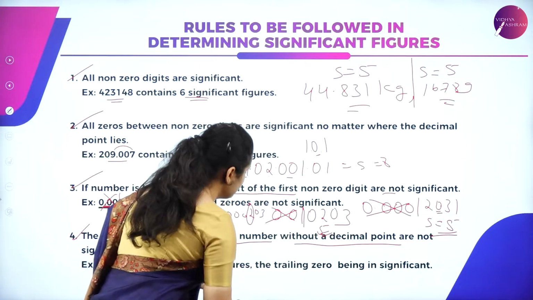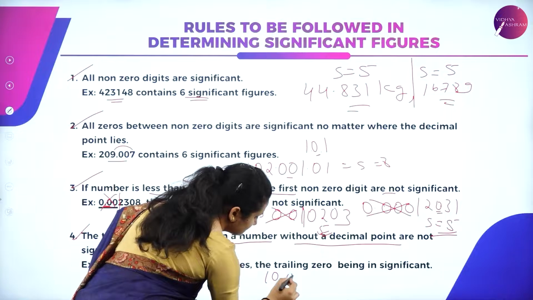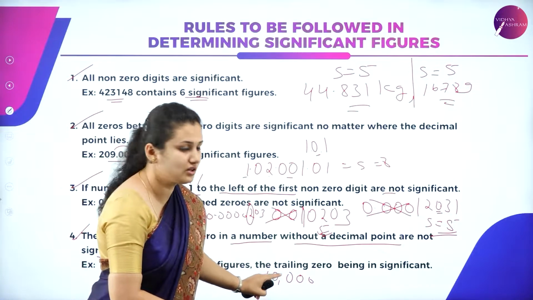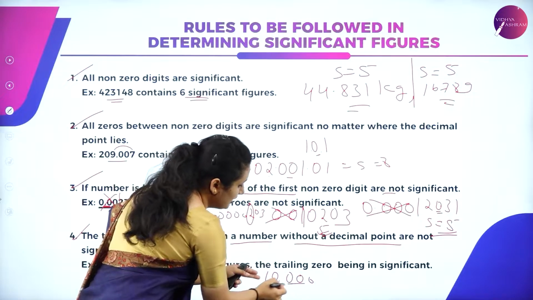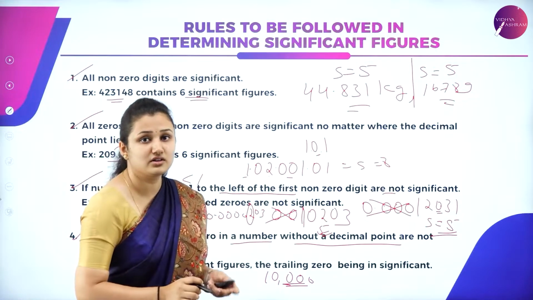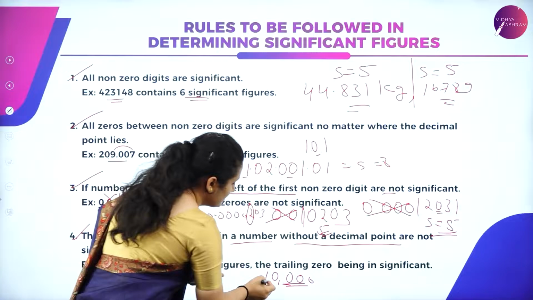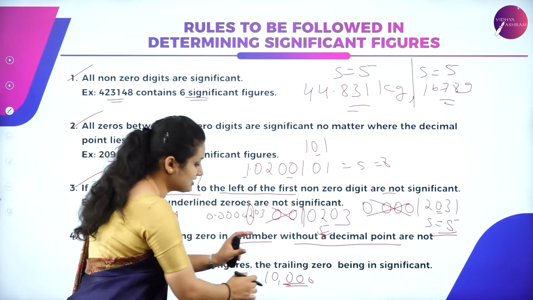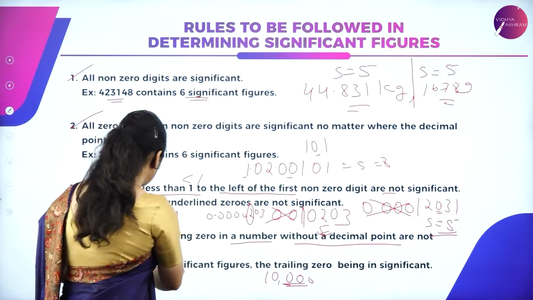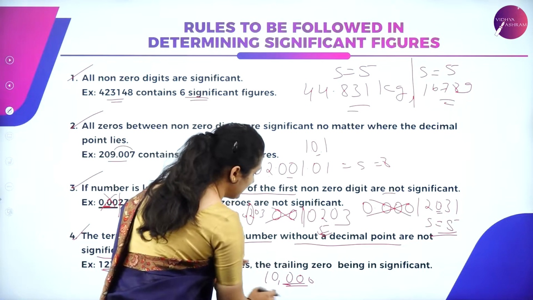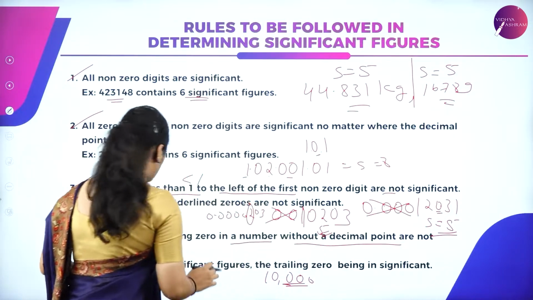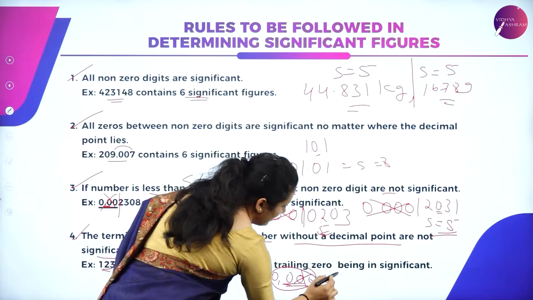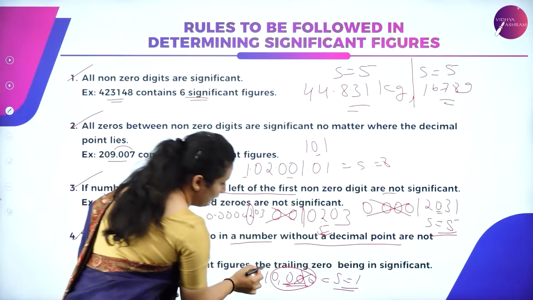Another example, consider 10,000. 1 is a non-zero digit, followed by 4 zeros. Those are my trailing zeros. There is no decimal point in this 10,000. So, read the rule. Trailing zeros in a number without a decimal point are not significant. So, these zeros are not significant. I have 1 significant figure.